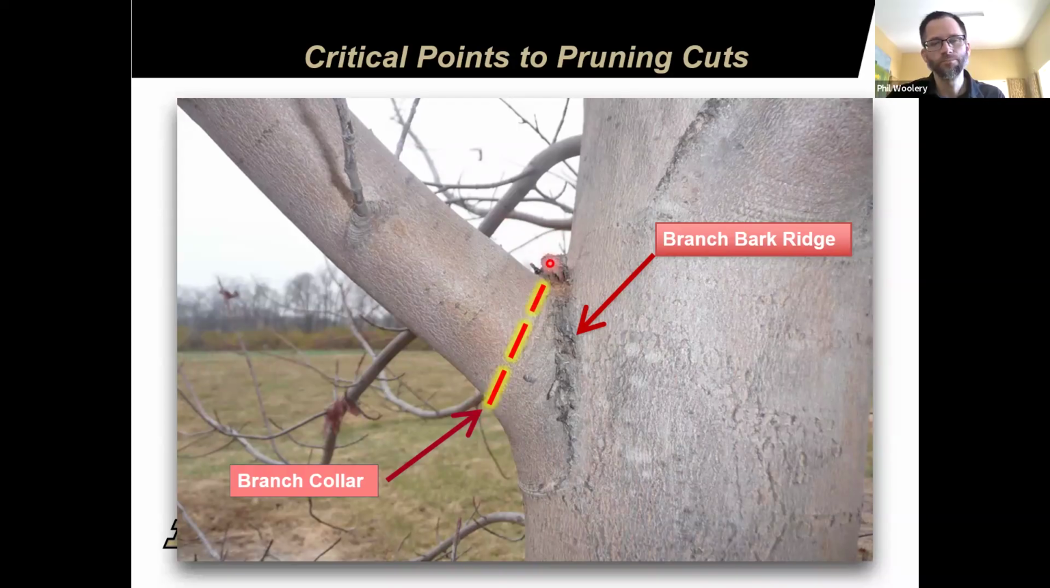So for a flush cut, it would be like this. And when we said a smaller cut is going to be easier for the tree to recover from, if we do it at this angle instead of this one going into that branch collar, we're increasing the surface area of that wound. So this is going to be a much smaller surface area than if we cut down here. And so that's going to make it easier for the tree to seal over.